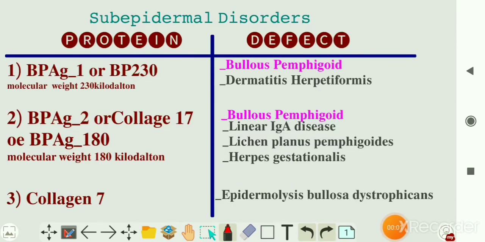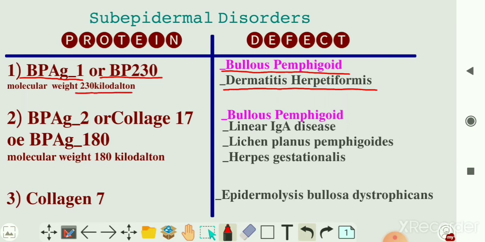Now let's talk about subepidermal disorders. The examples of subepidermal disorders are bullous pemphigoid and dermatitis herpetiformis. Bullous pemphigoid and dermatitis herpetiformis are due to defect in BPAG1 protein, which is also known as BP230, because the molecular weight of BPAG1 is 230 kilodalton. BP stands for bullous pemphigoid and AG stands for antigen.